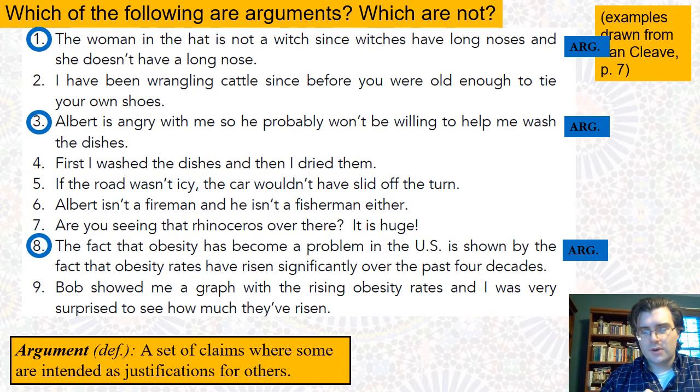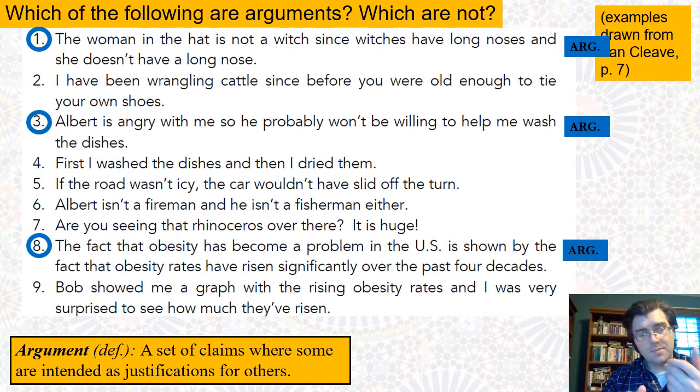So if you think about what's going on here, someone is communicating two claims or two pieces of information. One is Albert is angry with me, and the other is he probably won't be willing to help me wash the dishes. But the "so" indicates that this person believes that the second claim is supported by the first claim, or that the first claim is a reason to believe the second claim. Okay, so this passage does have a justificatory structure, or a supporting structure between one of its claims and another of its claims, and therefore it does express an argument.